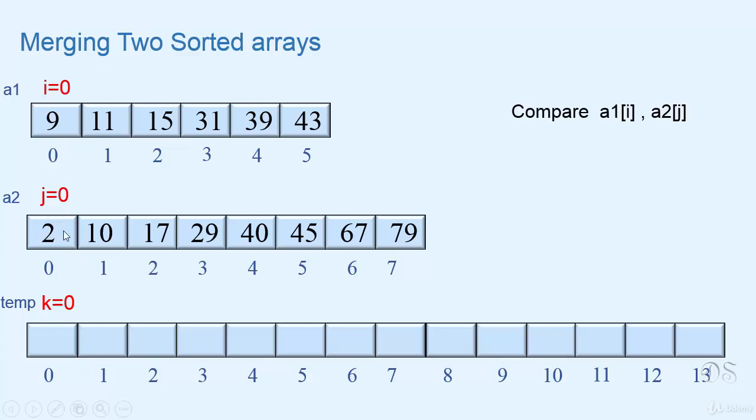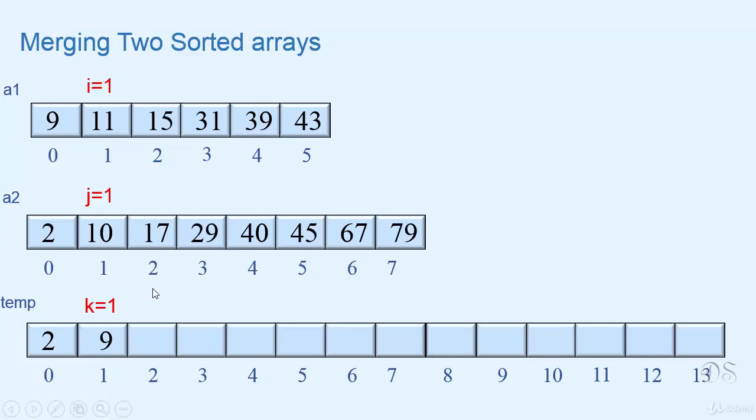First 2 and 9 are compared. So 2 is smaller, is copied to this array and j and k are incremented. Next 9 and 10 are compared. 9 is smaller, so i and k are incremented. Next 10 is smaller, so j and k are incremented. Next 11 is smaller from 11 and 17, so 11 is copied and i and k are incremented. Next from 15 and 17, 15 is smaller, so it is copied and i and k are incremented. Next 17 is smaller.